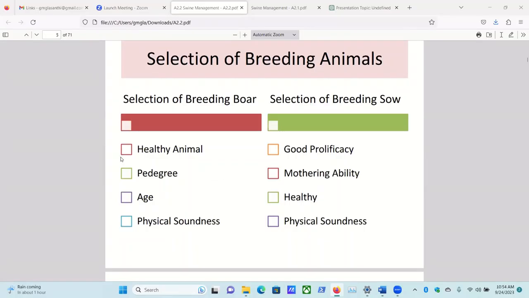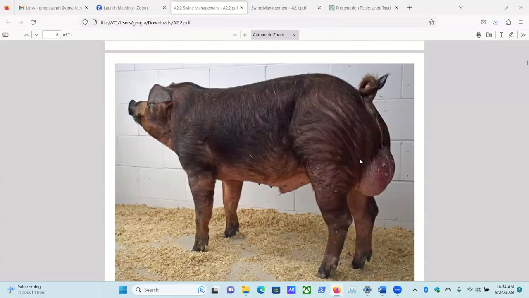And then the physical soundness, like this. There should be large testicles. These are the testicles to produce more semen. I told you these animals we are keeping to obtain piglets, and to obtain piglets, breeding should be there. The boar and sow should breed, and the boar should produce a high amount of semen consisting of viable sperm. To produce a high amount of semen, testicles should be large enough.